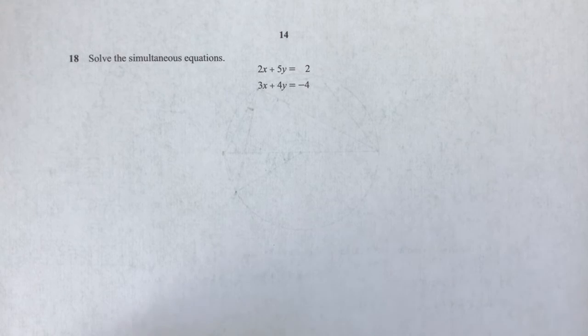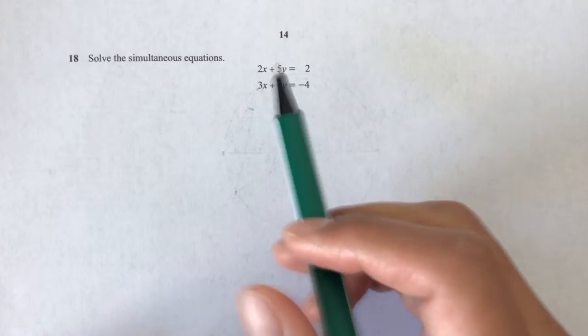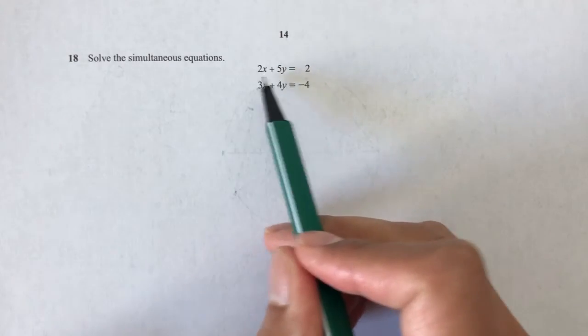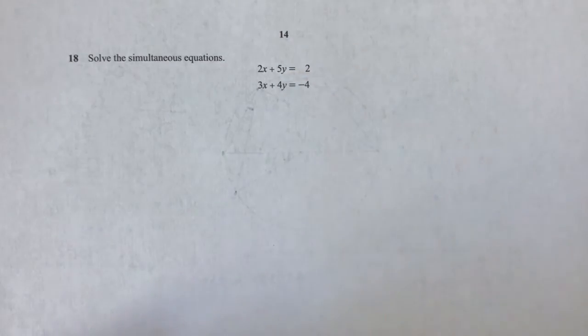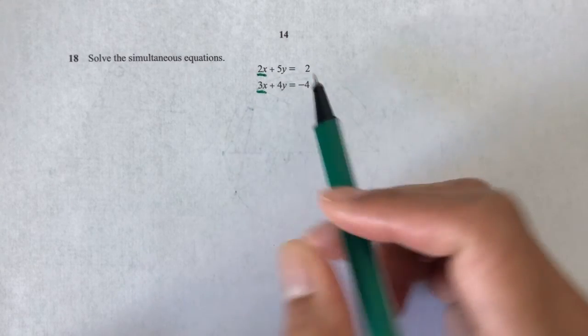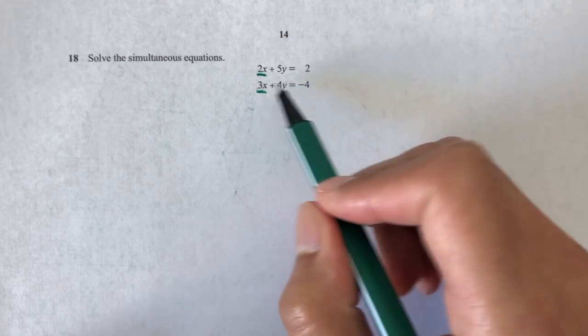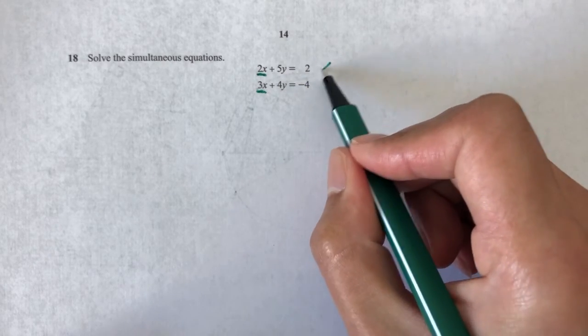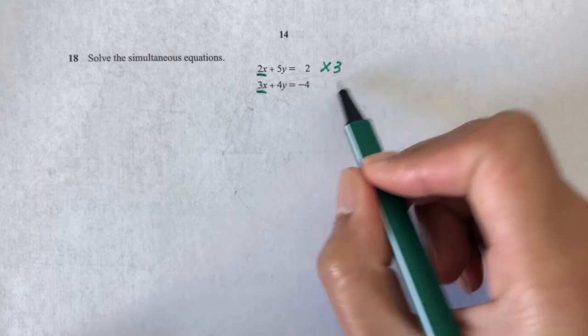Question number 18, we have to solve these simultaneous equations. We have 2x plus 5y equal to 2, and we have 3x plus 4y equal to minus 4. Since the coefficients of x are different on both sides, we observe that here we have 2x and here we have 3x. So we will cross multiply. For the top, we will multiply by 3. For the bottom, we will multiply by 2.